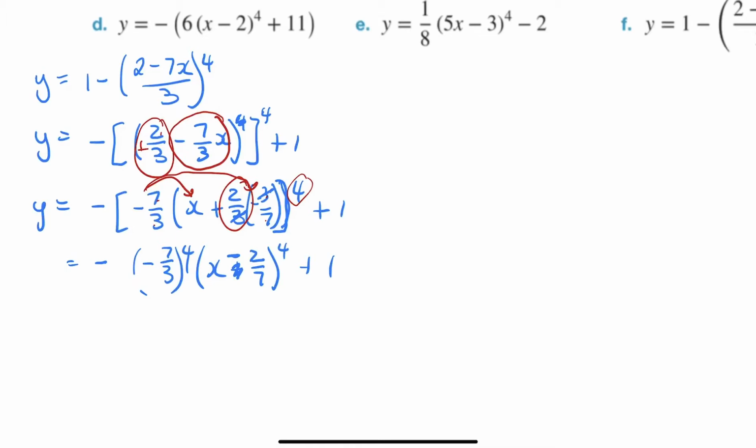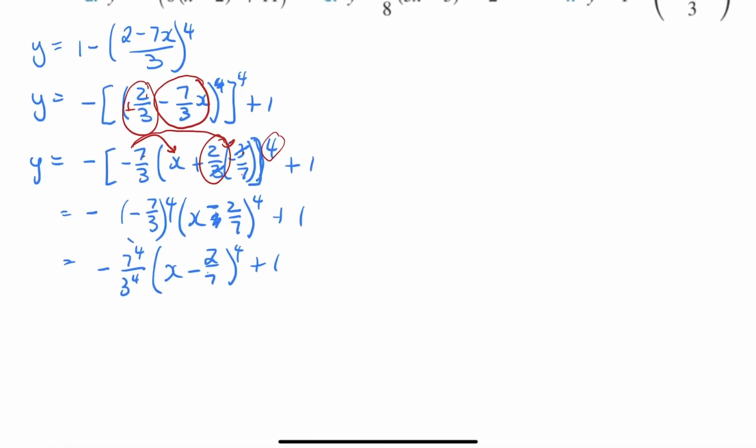So that is the same as minus, and a minus to the power 4, just to show you, negative to the power 4 is positive, times that negative is still negative. So it's negative 7 to the power 4 over 3 to the power 4, multiplied by x minus 2 over 7 to the power 4, plus 1. Now I have it in the standard form.